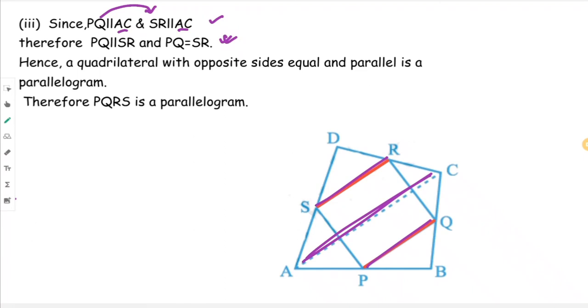Now, which means what? We already got here that PQ equals SR, and also that PQ is parallel to SR. We already got it from 1 and 2. Now I can say that this quadrilateral is a parallelogram. Why? Because opposite sides are equal and parallel to each other. Therefore we can say PQRS is a parallelogram.